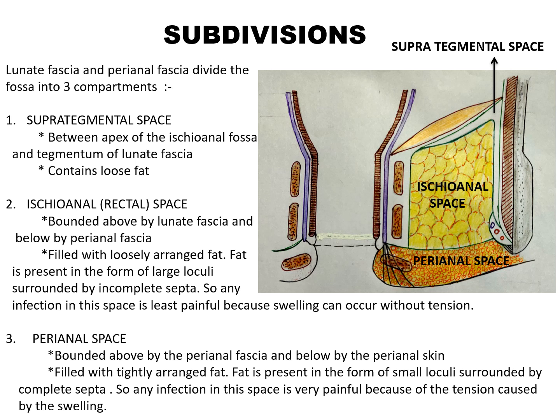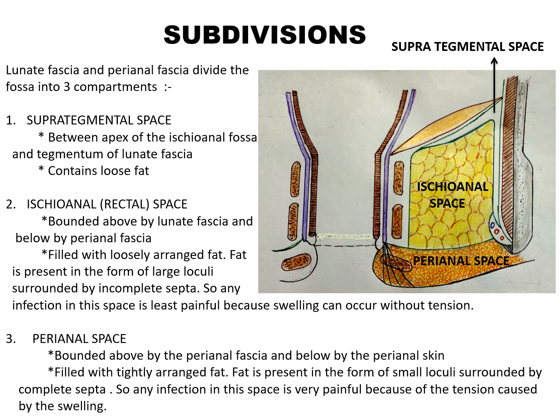Then the ischioanal space or ischiorectal space. It is a space bounded above by the lunate fascia and below by the perianal fascia. This space is filled with loosely arranged fat. The fat is present in the form of large loculi surrounded by incomplete septa. So any infection in this space is least painful, because the swelling of this space causes less tension.